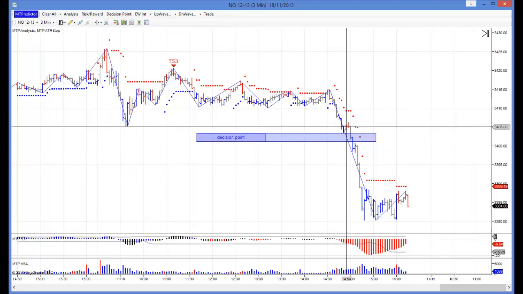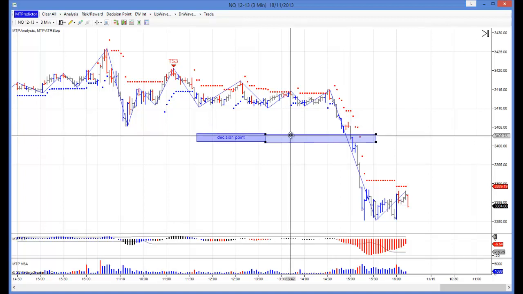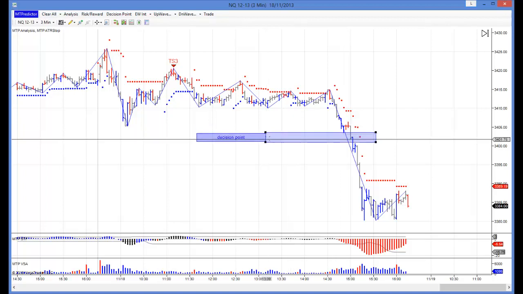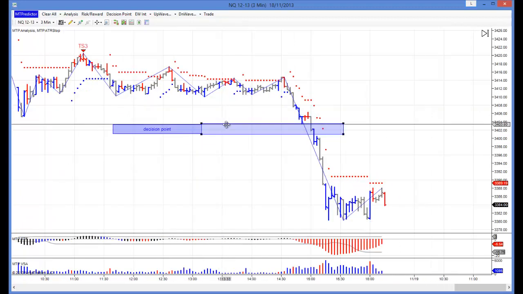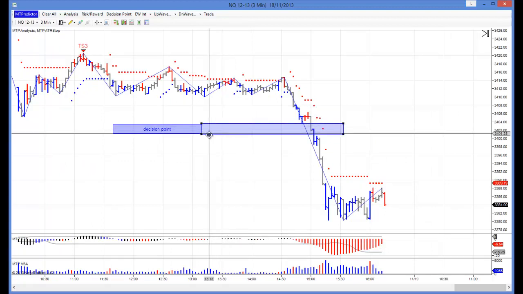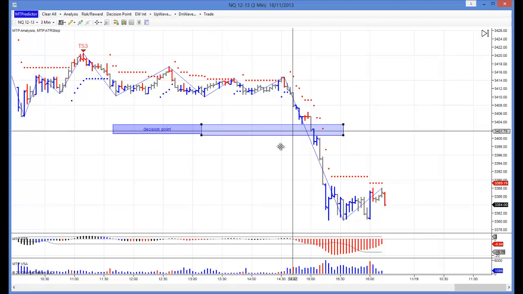you can see that this little wiggle happened just about at our DP level. Whoops, very difficult to draw this accurately. Try and zoom in a little bit more. So there you go, it happened just pretty much at our DP support level.